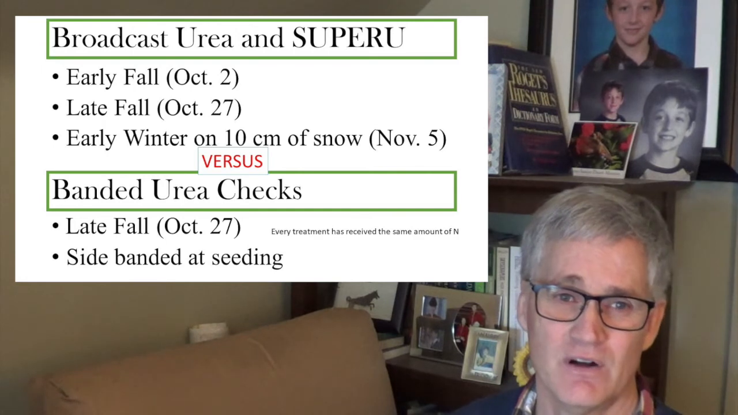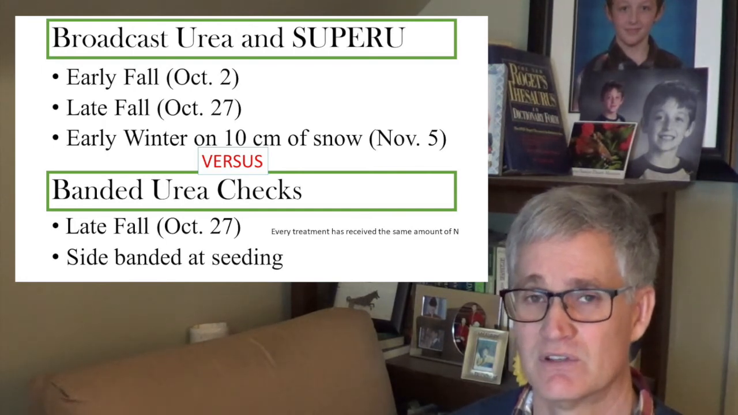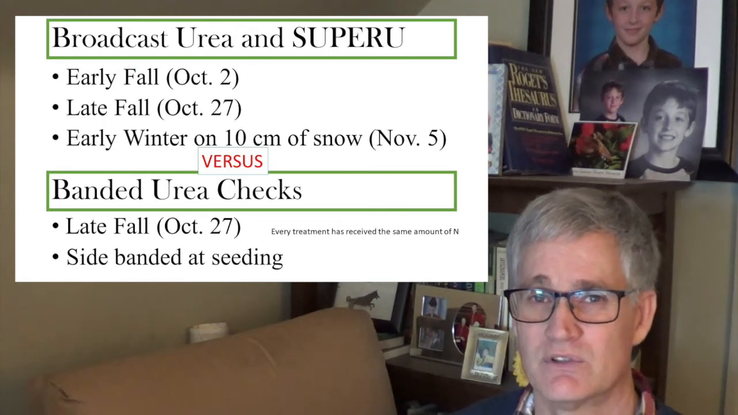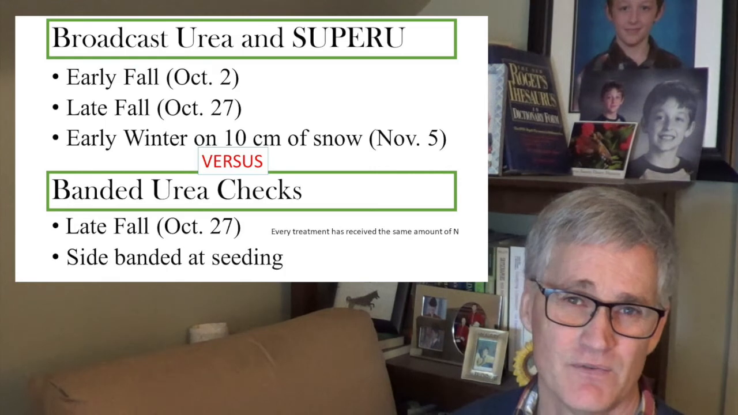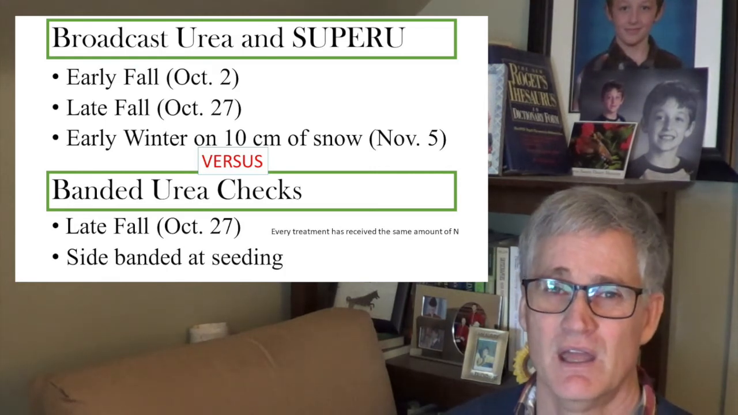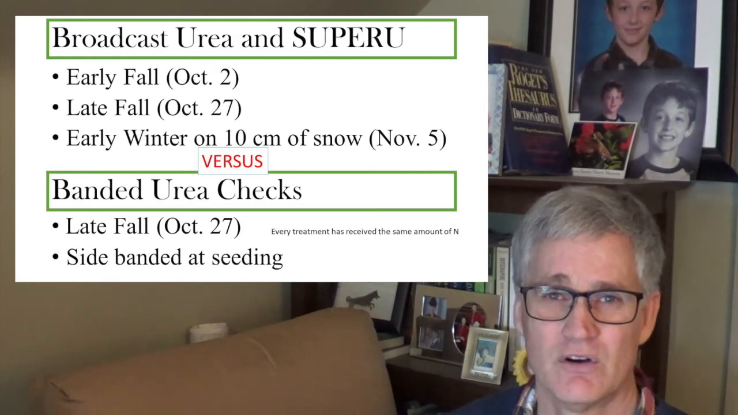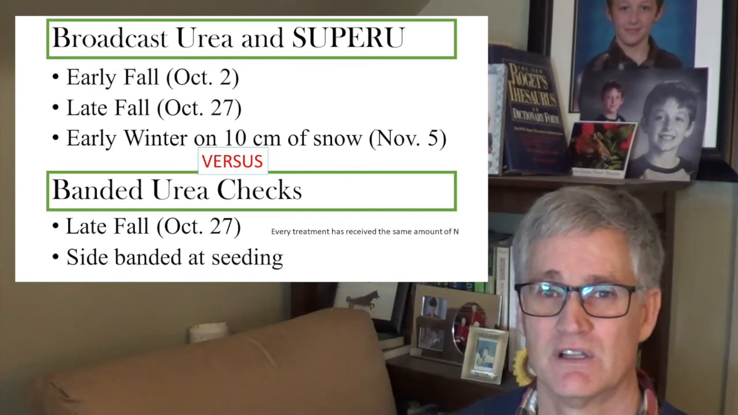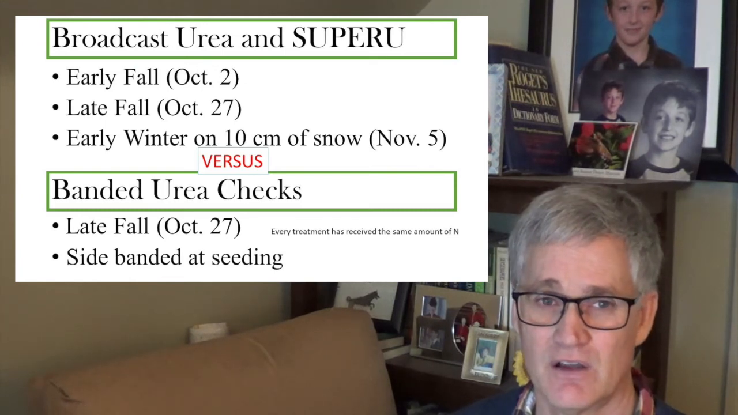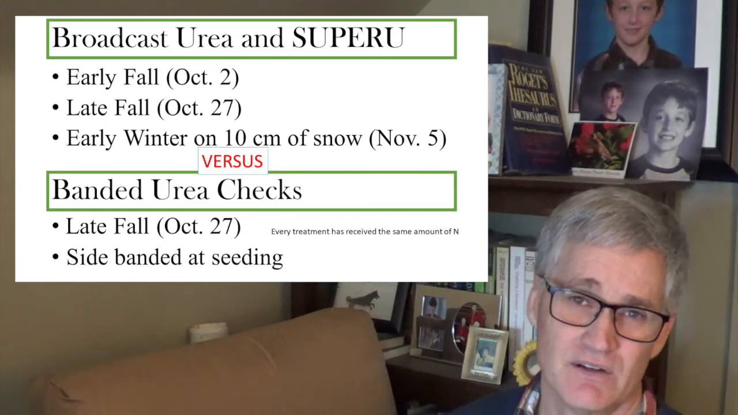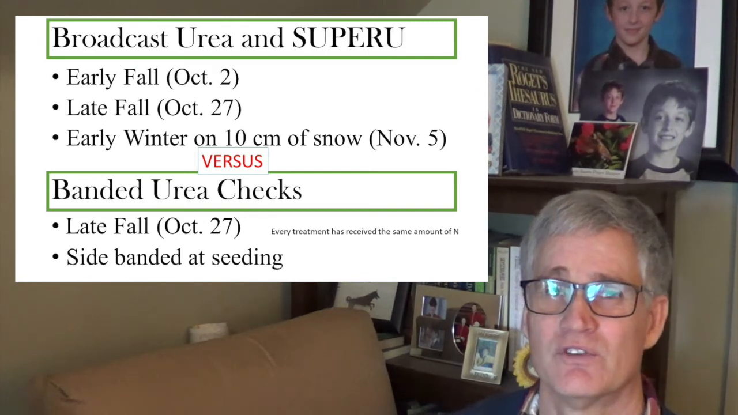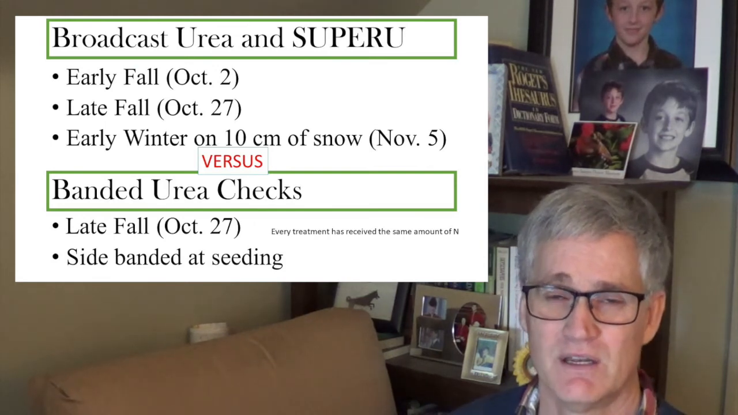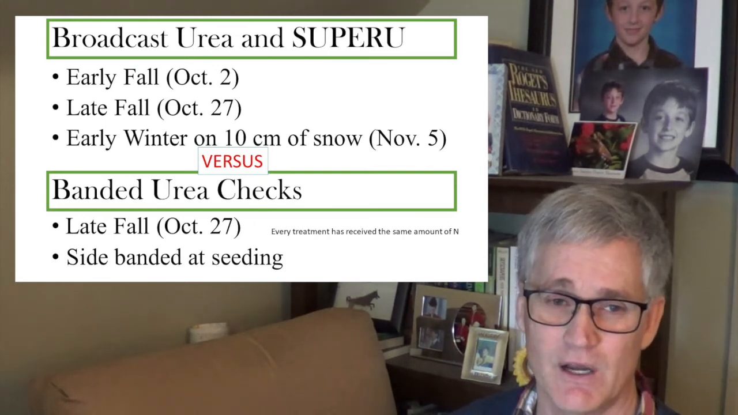We looked at late fall, which is October 27th, which is the ideal time. We looked at early winter on 10 centimeters of snow, which was on November 5th. The early fall application is too early because it is on warm soil and it provides all kinds of time for that urea to be converted into nitrate, and then it's prone to leaching and denitrification losses. Whereas broadcasting on snow is too late because the ground is frozen underneath, and then when the snow is melting later on, you just have this great environment for volatilization as well.